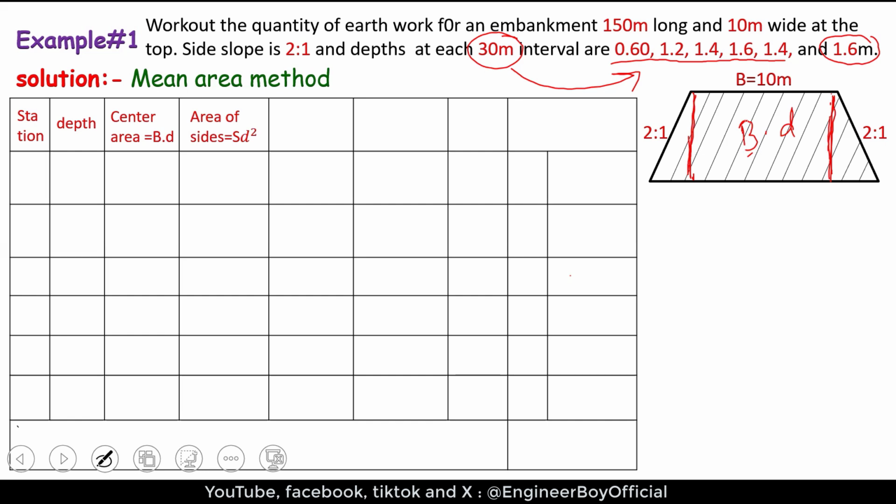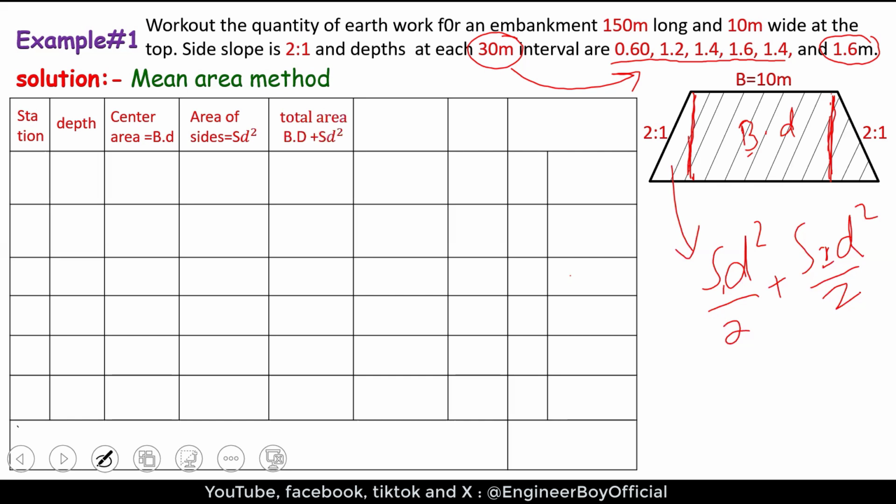If they are different, then of course we will use SD square divided by 2 for one side, and for the other side it should be S2D square divided by 2. But this time, the side slope is the same for both sides, so we can just use SD square. Very simple. And then the total area should be determined, which is the summation of column 3 and column 4. And then we will have the mean area. That's why this method is known as the mean area method. And then we will have the interval, and then of course the quantity of earthwork, which can be in the form of cut, maybe in the form of fill.